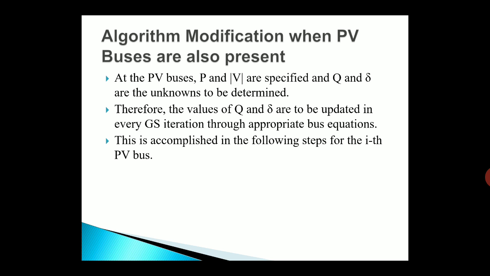Okay, so here P and V are defined, so we cannot compute the V here. Here you have to compute the delta and the Q. So we have to continuously use the same voltage, but the delta will be changed. This is accomplished with the following steps for the ith PV bus.